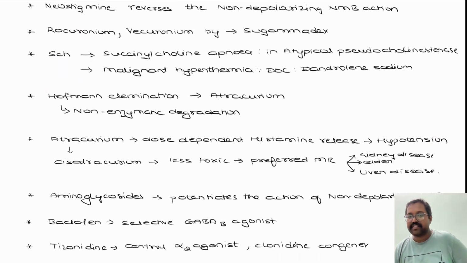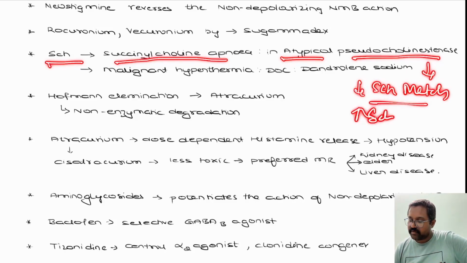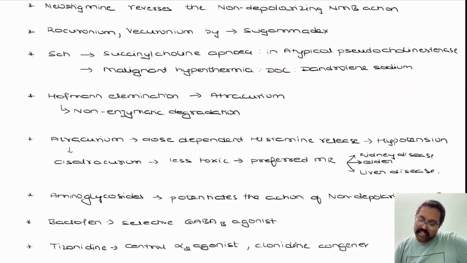So what is the reason for succinylcholine apnea? Succinylcholine can cause apnea if the individual has an atypical pseudocholinesterase, thereby decreasing succinylcholine metabolism and increasing its activity, which is responsible for muscle paralysis leading to succinylcholine apnea. It can also cause malignant hyperthermia. Drug of choice is dantrolene sodium.